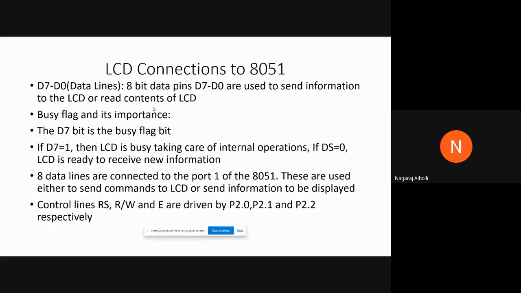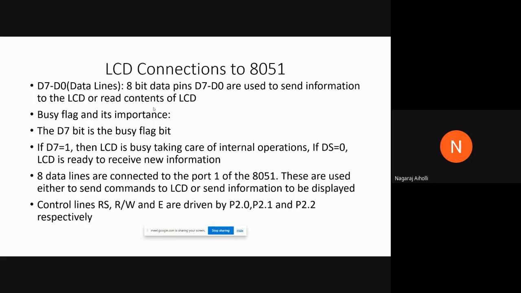Then next we have to know one more important point regarding the interfacing between 8051 and LCD, that is the busy flag. The D7 bit is used as the busy flag. If D7 equals 1, then the LCD is busy with its internal operations. If D7 is equal to 0, it means that we can send data to the LCD screen, or the LCD is ready to receive new information.